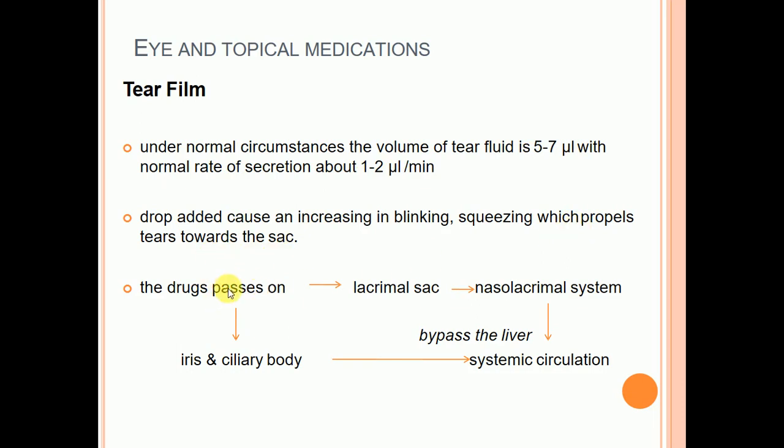Now let's see here. The drug passes through the iris and the ciliary body to the systemic circulation, while in the second way, the drug passes through the lacrimal sac and then through the nasolacrimal system into the systemic circulation, while the drug from the iris and ciliary body reaches the systemic circulation bypassing the liver.